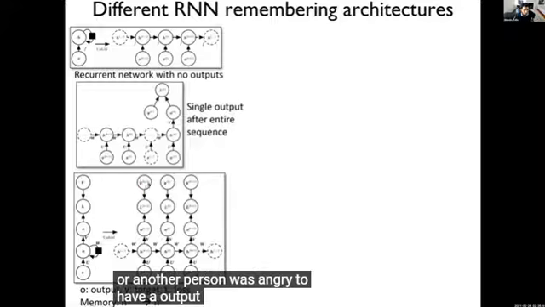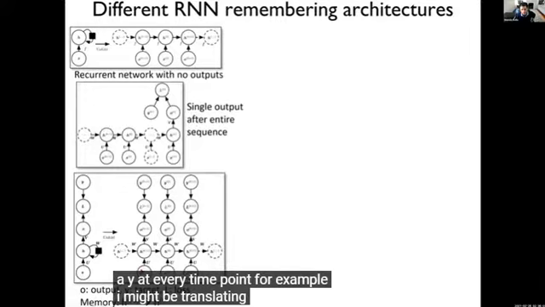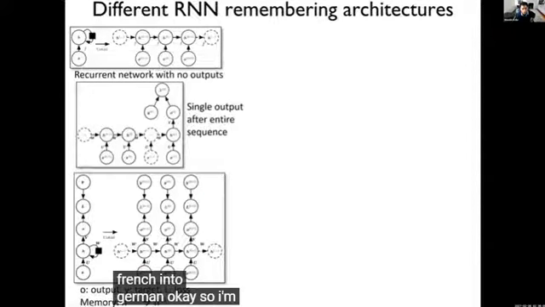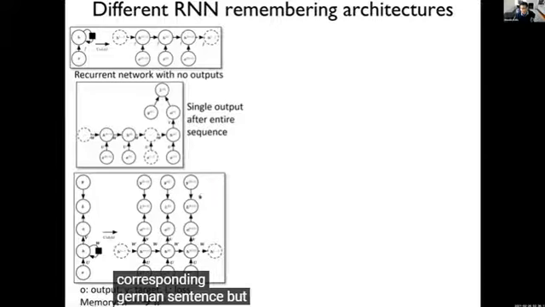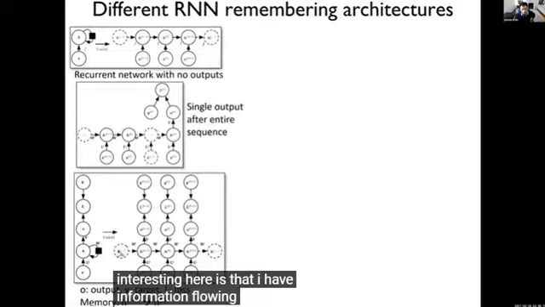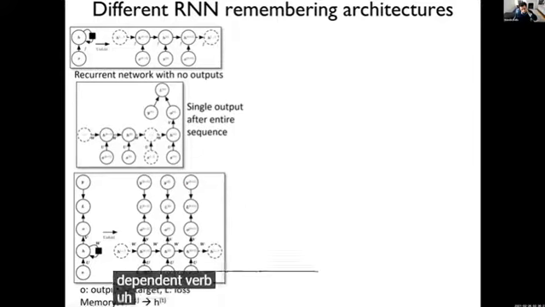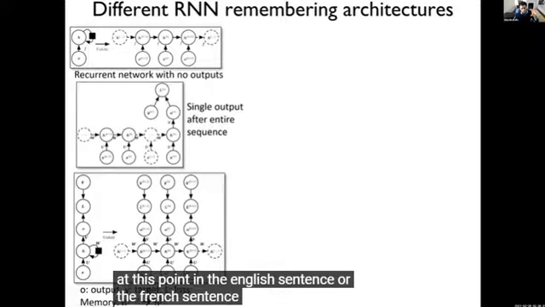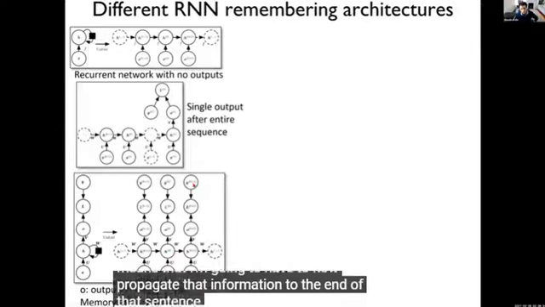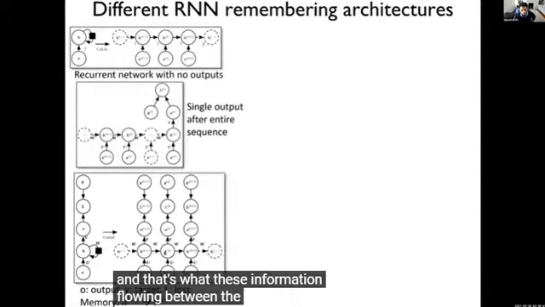to have an output prediction function at every step. So I want to predict a Y at every time point. For example, I might be translating French into German. I'm reading a French sentence and outputting the corresponding German sentence. What's really interesting here is that I have information flowing between these hidden units. So if I see a dependent verb in a subordinate sentence at this point in the French sentence, I'm going to have to propagate that information to the end of that sentence to put the verb in the German construct. That's what this information flowing between the hidden units allows me to do.